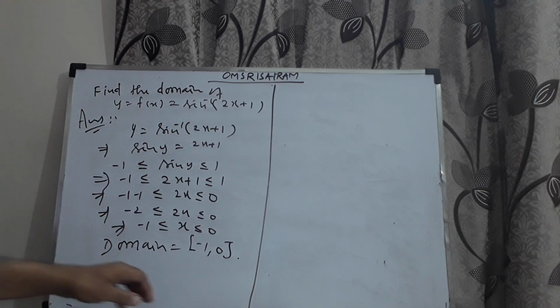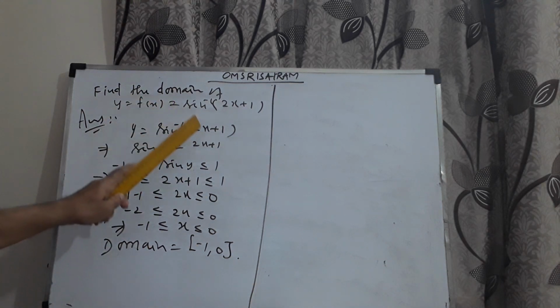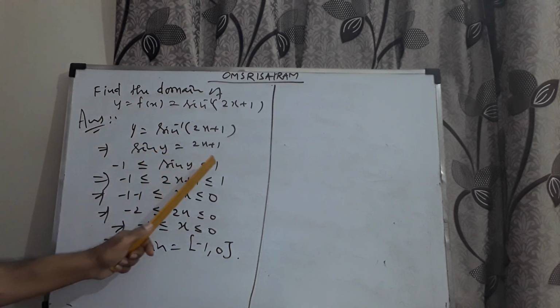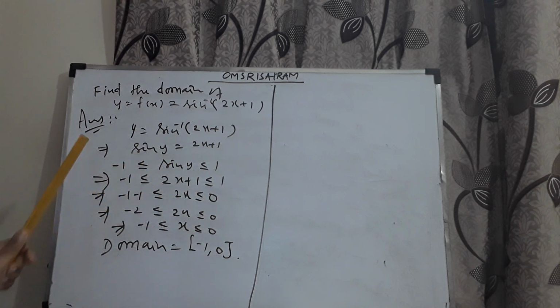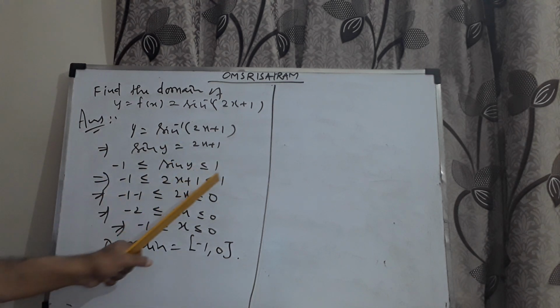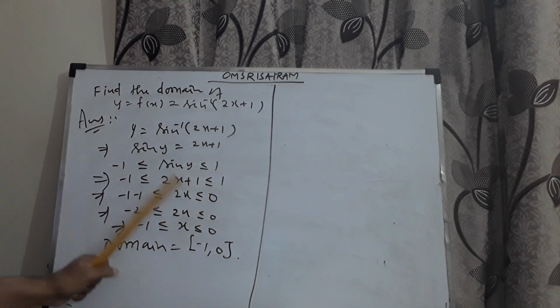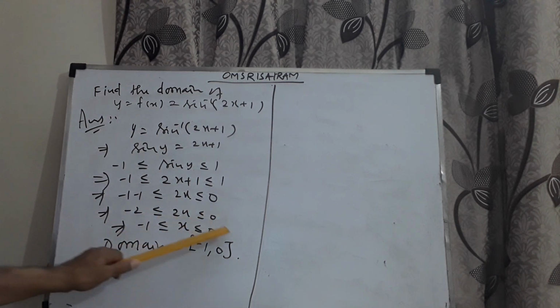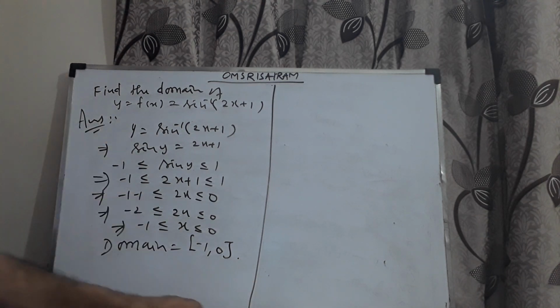Let me just explain once again. y equal to sine inverse of 2x plus 1. Taking sine inverse to the other side, it becomes sine y is equal to 2x plus 1. The maximum value taken by any sine curve is 1. Minimum value taken by sine curve is minus 1. Now, minus 1 less than or equal to 2x plus 1 less than or equal to 1. Subtract 1 throughout. Minus 1 becomes minus 2, 1 minus 1 becomes 0, 2x plus 1 minus 1 becomes 2x. Divide throughout by 2. Minus 2 by 2 becomes minus 1, 0 by 2 becomes 0. Therefore, these are the values taken by x. Therefore, domain happens to be the closed interval minus 1 comma 0.